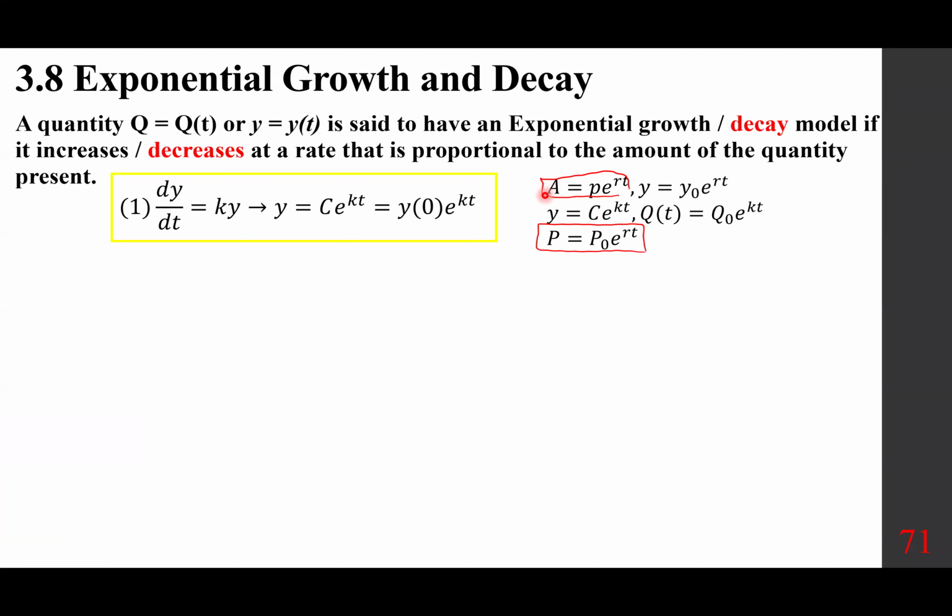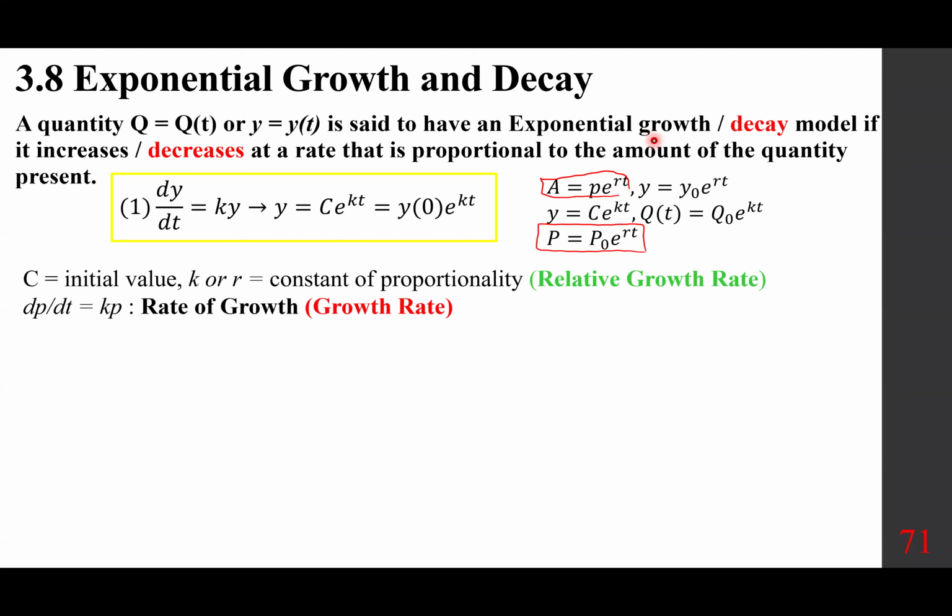In this formula, A is the amount we end up with. In this case, capital P is the amount we end up with after so much time. Lowercase p here and uppercase P sub 0 here are the initial investment. R is the rate, T is the time. So C is the initial value. We talk about this one, of course. K or R, the constant of proportionality, is called the relative growth rate.